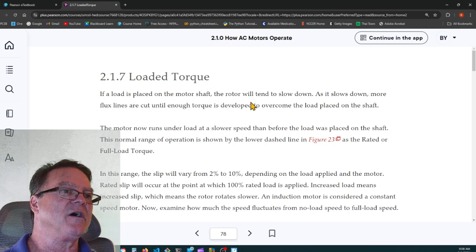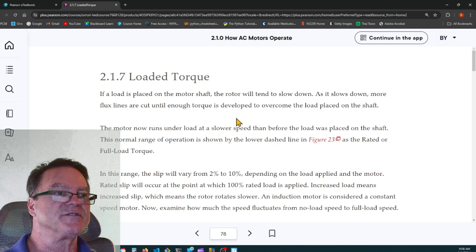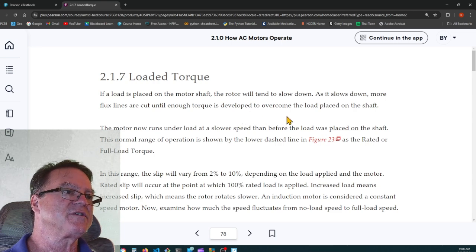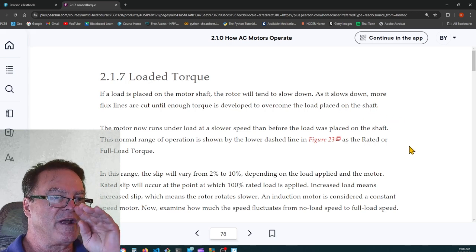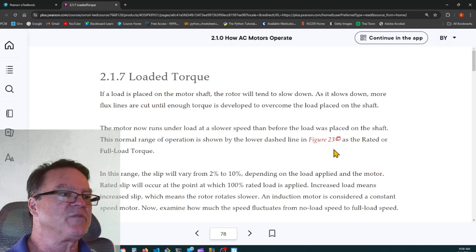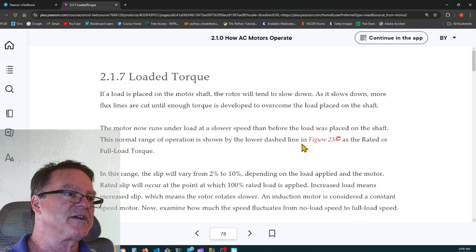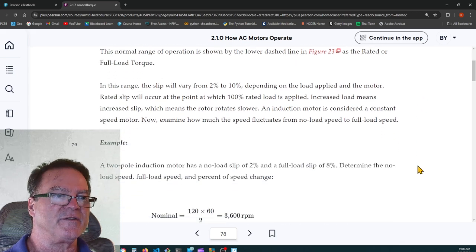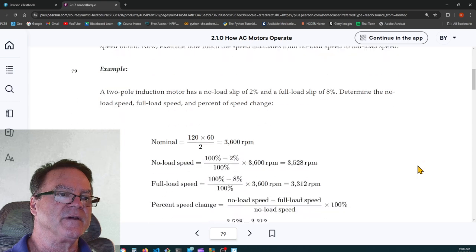Loading torque. If a load is placed on the motor shaft, the rotor will tend to slow down. As it slows down, more flux lines are cut until enough torque is developed to overcome the load placed on the shaft. The motor now runs under the load at a slower speed than before the load was placed on the shaft. This normal range of operation is shown by the lower dashed lines in figure 23.